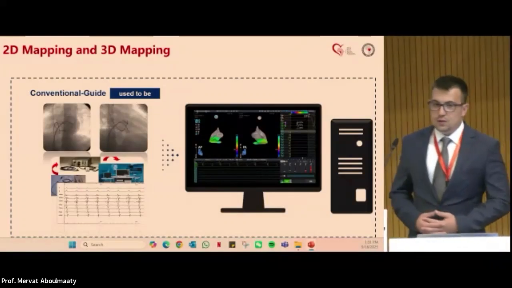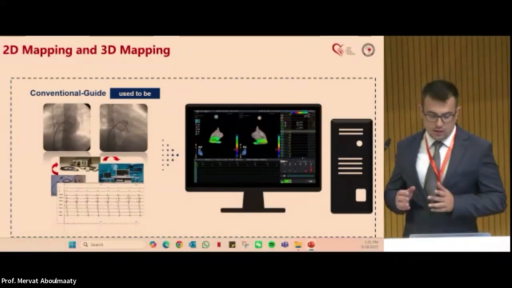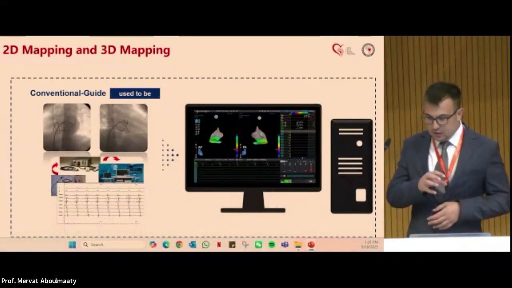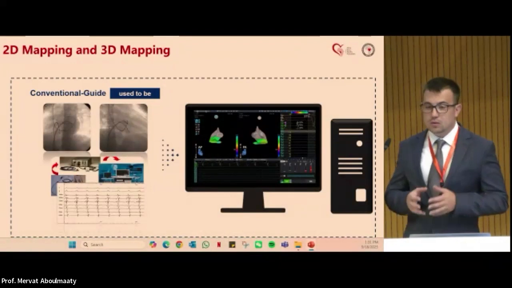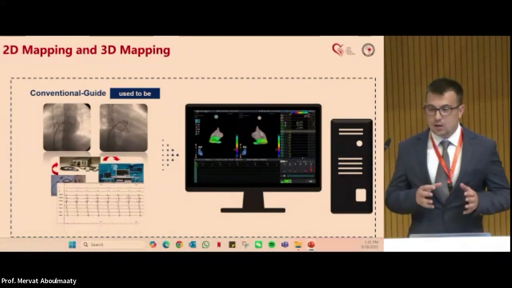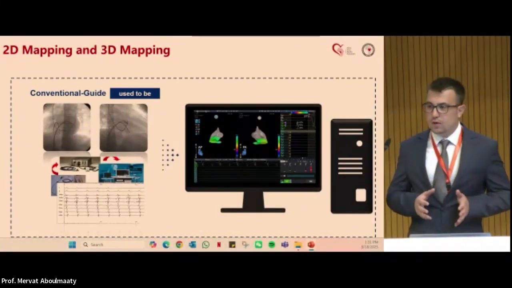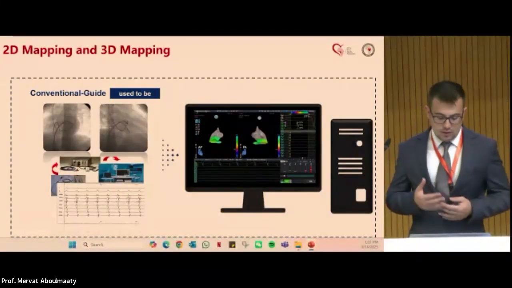So conventional guide: the physician sends an ablation catheter and a diagnostic catheter to the heart under X-ray, collects electrical signal from the heart, and uses the EP recording system to analyze the arrhythmia. We can think of it like 2D mapping, conventional mapping, like paper guide navigation.